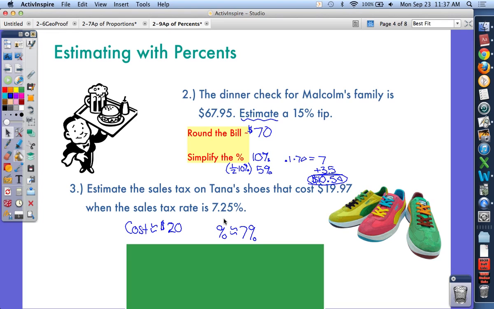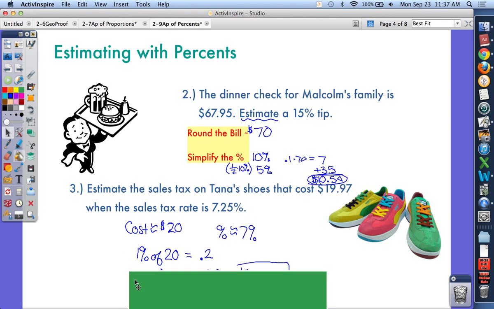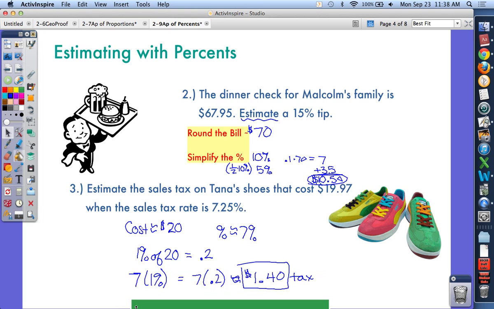Now 7%, you can't break it down to 10 and 5. So we could break it down to 5, but 5% isn't super easy to find. How about 1%? What's 1% of 20? 1% of 20 is 0.2 or 20 cents, right? And then how many of those do you have to get 7% sales tax? Once you have the 1%, just multiply it by 7.